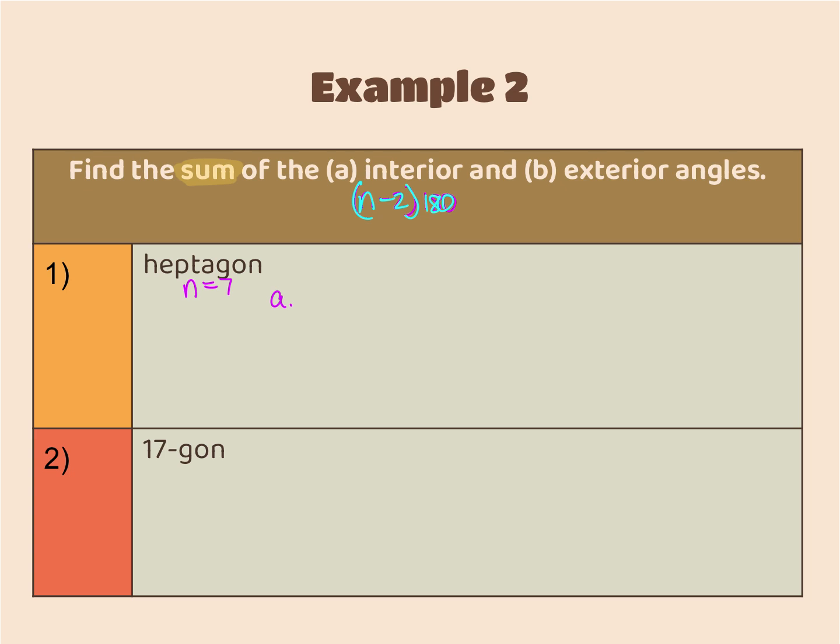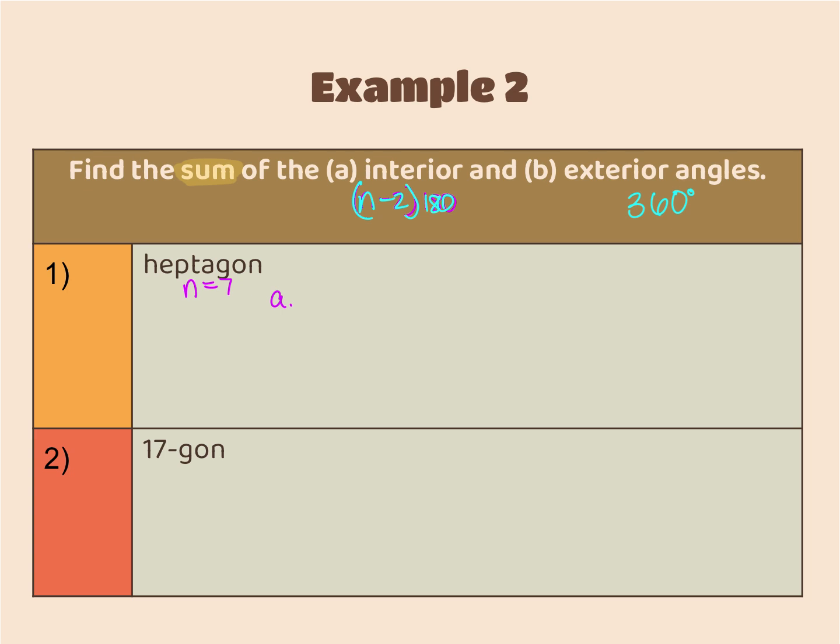Who could tell me what is the measure of the sum of an exterior angle? Can anybody tell me what is the measure of the sum of the exterior angle? It's always going to be what? 360, no matter what the shape is, the polygon. All right, so going ahead and solving.